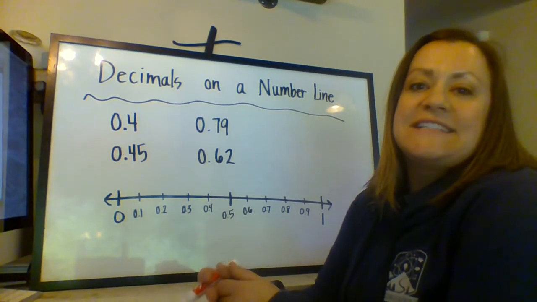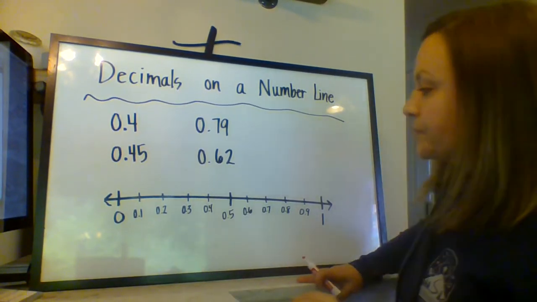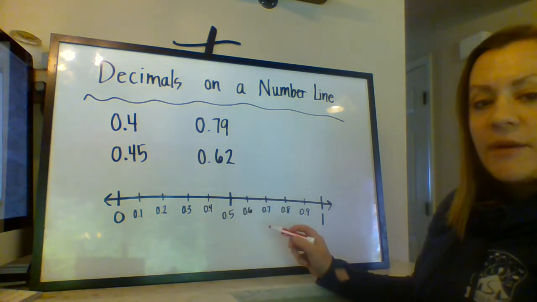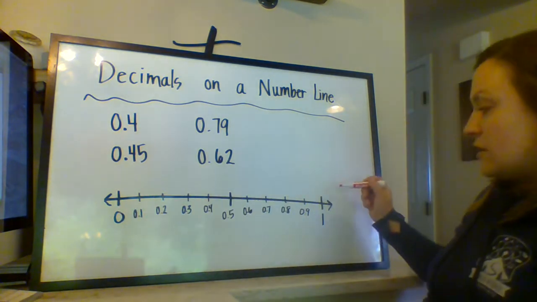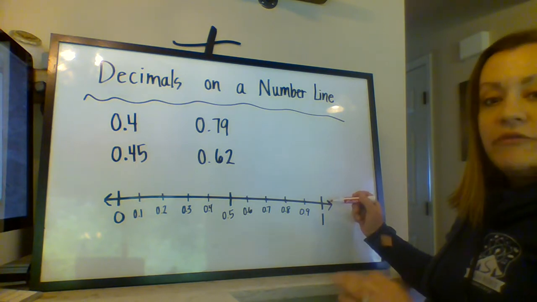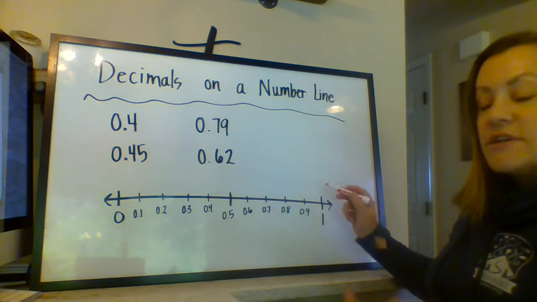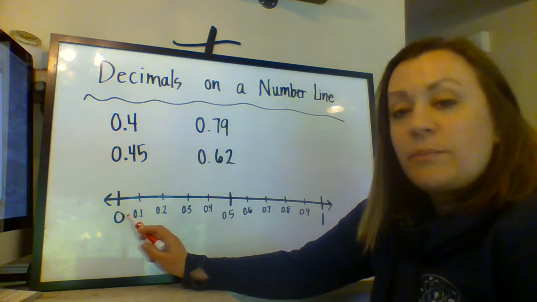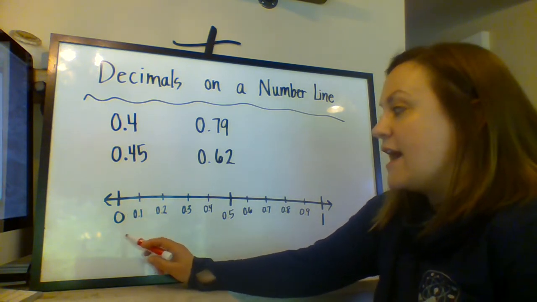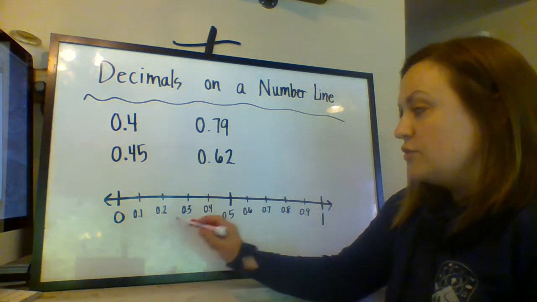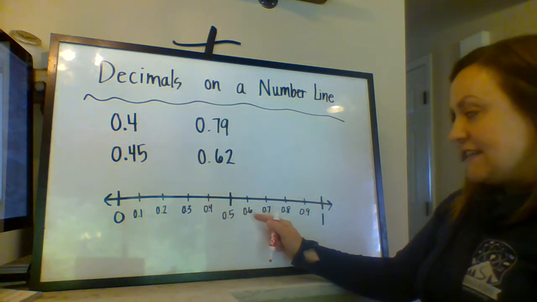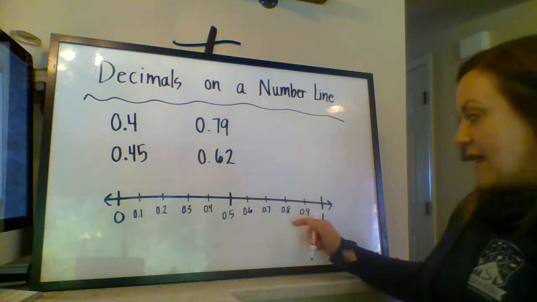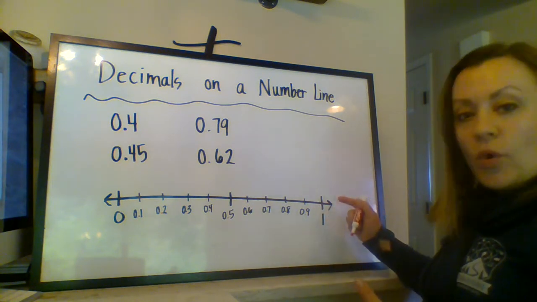So now we're going to look at decimals on a number line. If you see here up on my board, I have a number line drawn from 0 to 1. Within every whole, there are decimals. Between 0 and 1, we have 1/10, 2/10, 3/10, 4/10, 5/10, 6/10, 7/10, 8/10, 9/10, 1 whole.